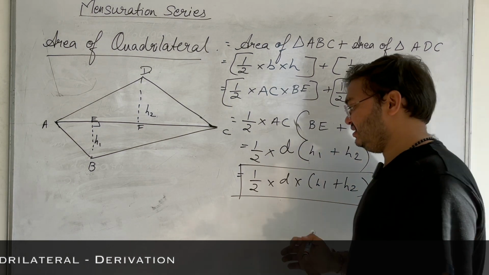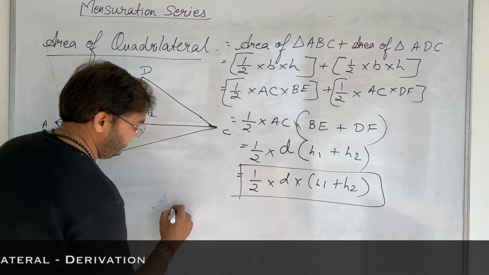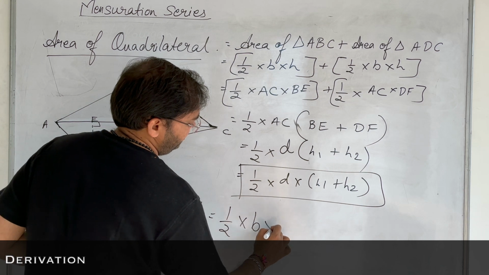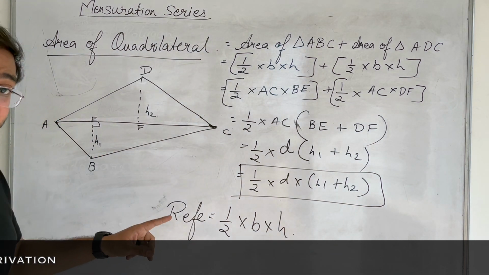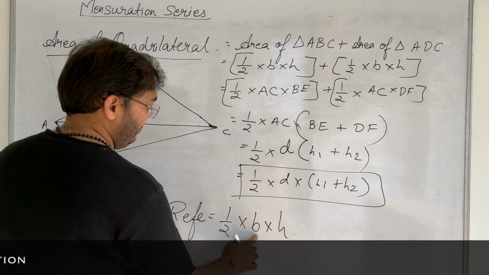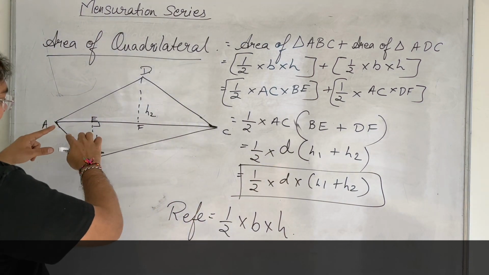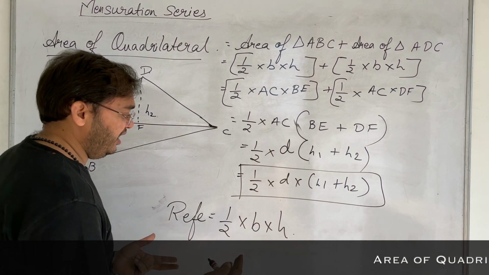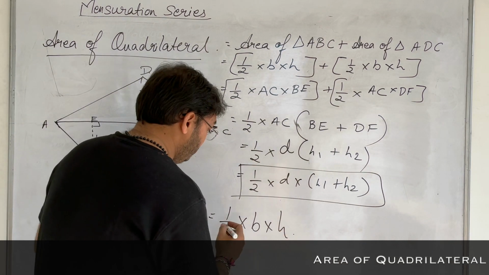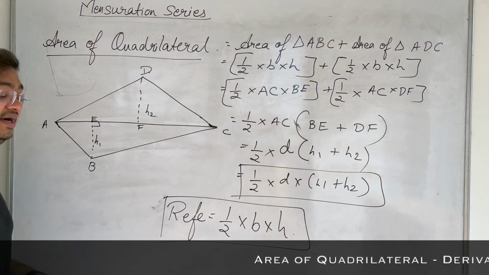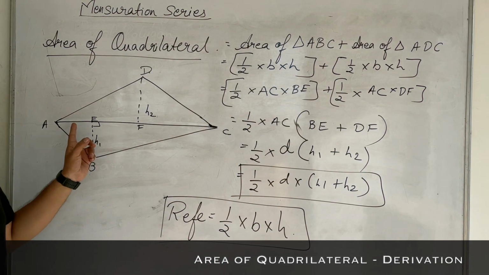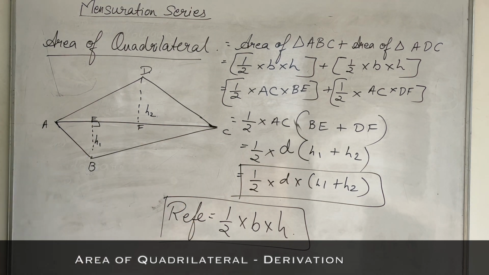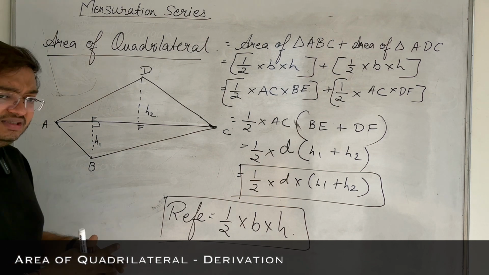You can relate this to the formula of a triangle also. This is a reference to remember: half into base into height. Half as it is, base. What's the base of both the triangles? That is the diagonal. So diagonal over here, and height. We have 2 heights. So half into diagonal into height 1 plus height 2. You can use the reference formula half into base into height to remember this. The base of both the triangles is the diagonal, and the heights are 2, that means height 1 plus height 2. I hope this is clear to you.